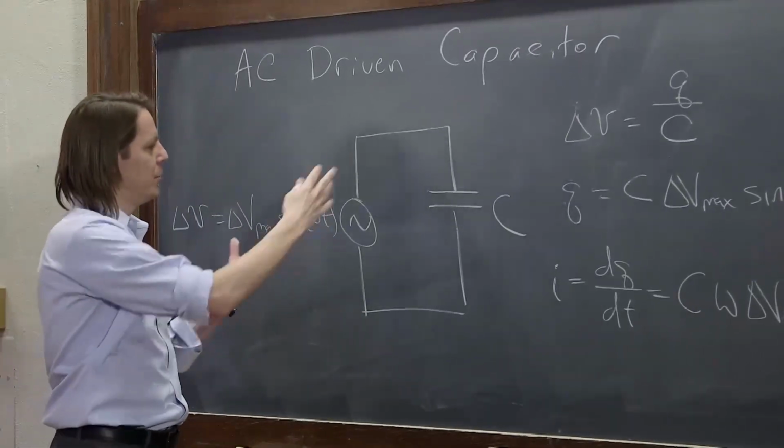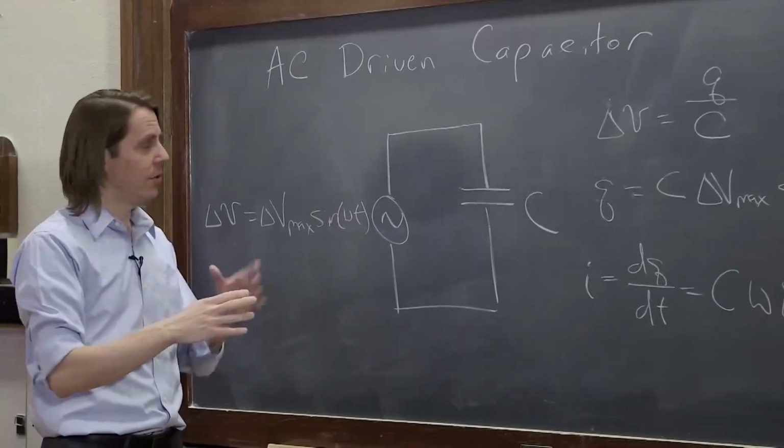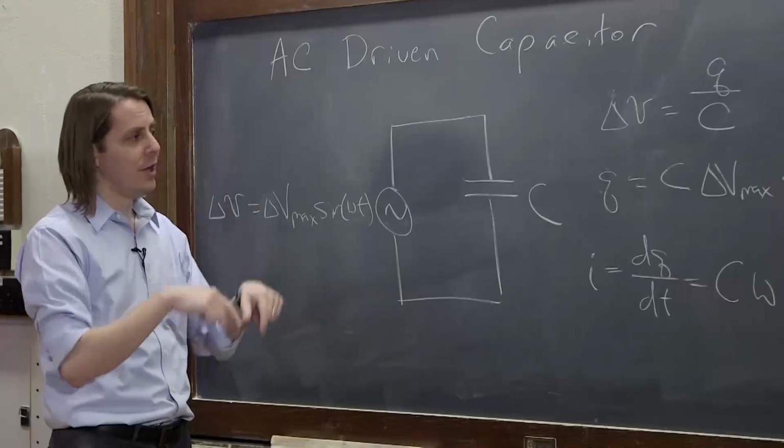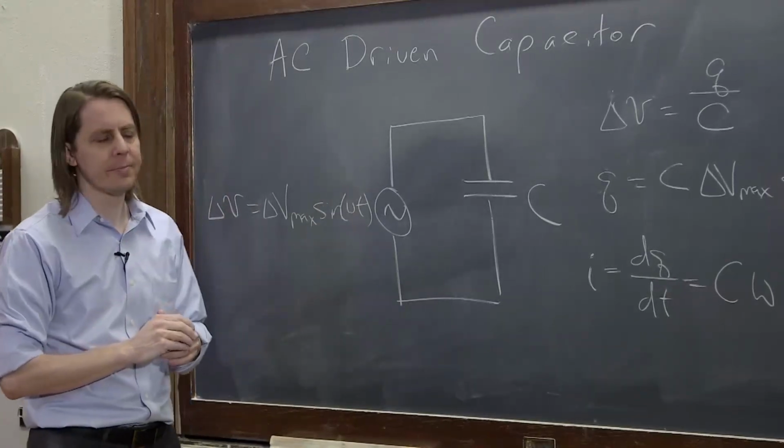And the voltage you apply and the current you get are out of phase. And that's different from the resistor. When you just drive a resistor, current and voltage are together. They get out of phase when you start using other elements.